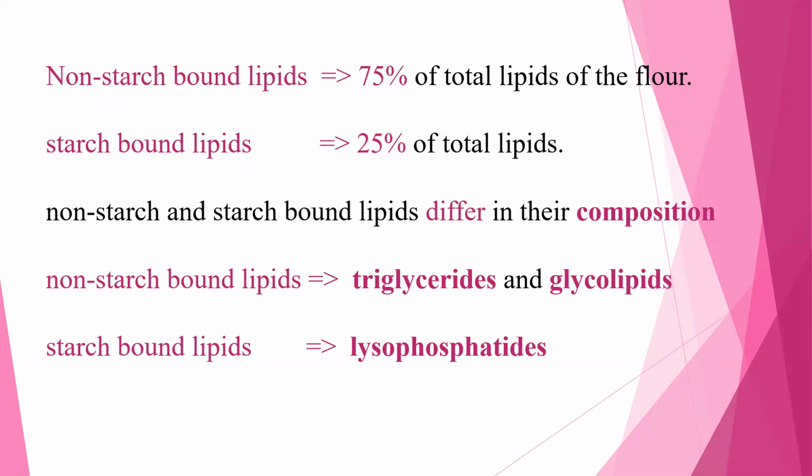Non-starch bound lipids consist of 75% of the total lipids of the flour, whereas starch-bound lipids consist of only 25% of the total lipids present in the grain. Non-starch and starch-bound lipids differ in their composition in the way that non-starch-bound lipids consist of triglycerides and glycolipids, whereas starch-bound lipids consist of lysophosphatides.